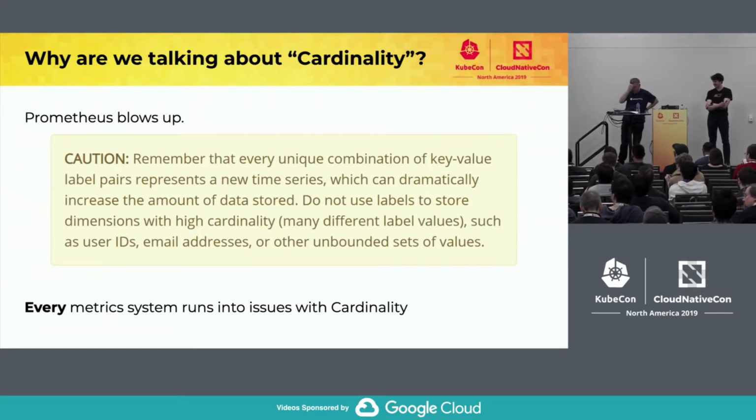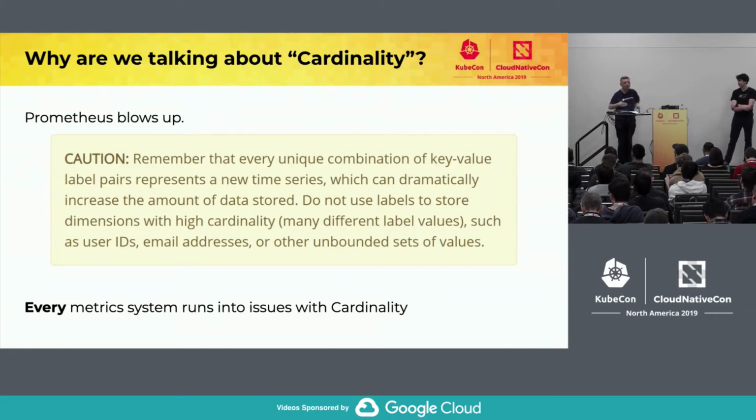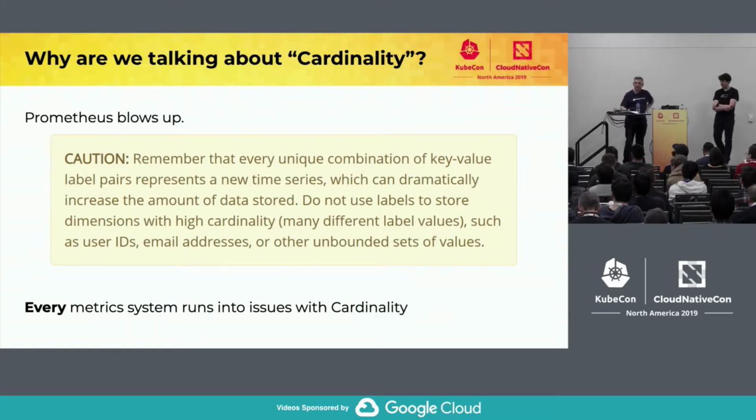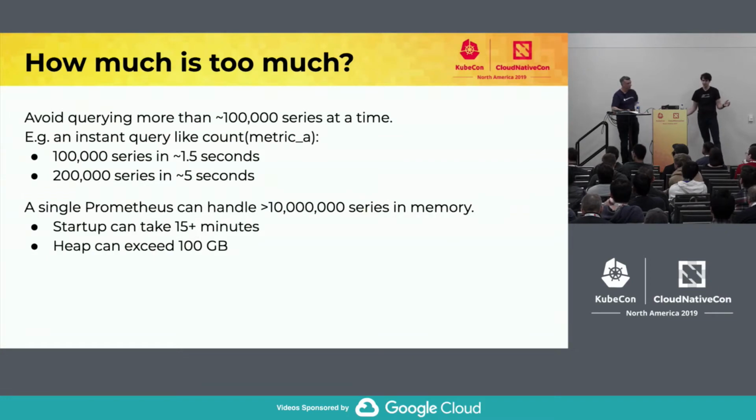So that's Prometheus. As mentioned on the slide, I'm a maintainer of Cortex, which is a scalable variant of Prometheus. That's how we run our back end. When we talk to people at M3 and other metric systems, basically everyone runs into this problem. So it's pretty generic. You do have to worry about cardinality. How much is too much?